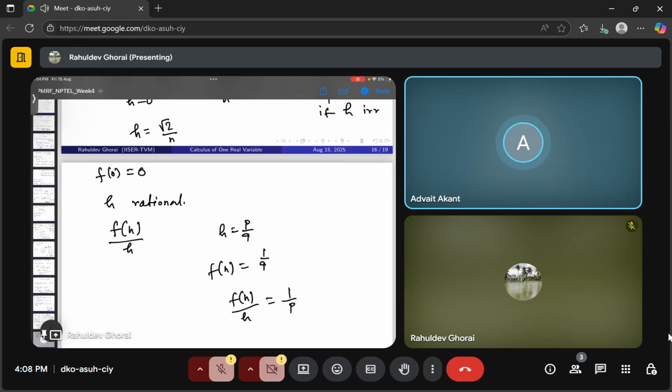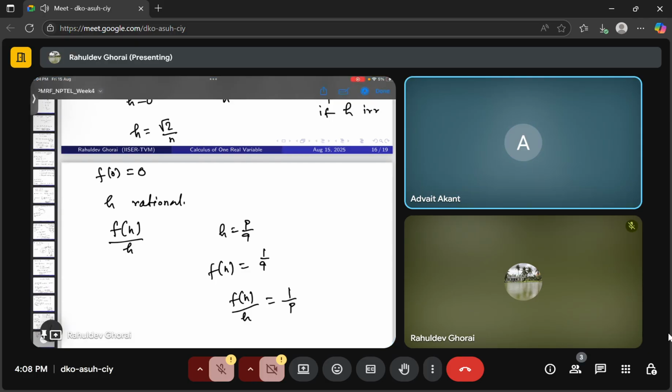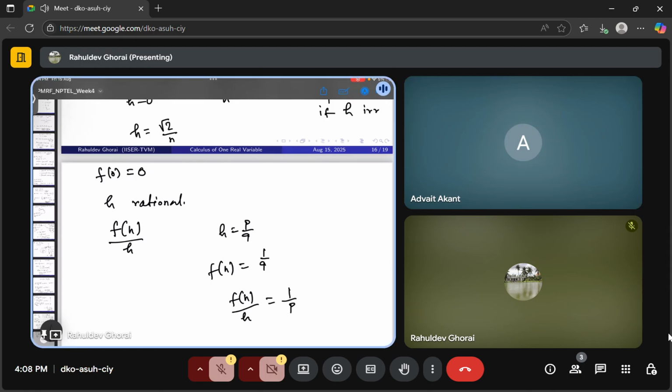Wait, I'm trying to think. You cannot always say that p is converging to 0, right? Even if h converges to 0, p might not converge to 0. That may happen also. Can you give an example? Yeah, with an example maybe you can do it here.